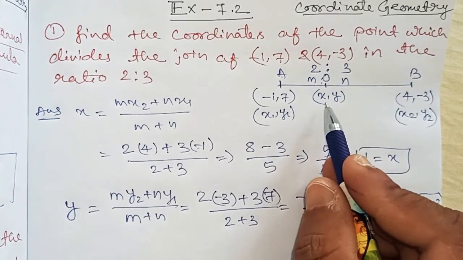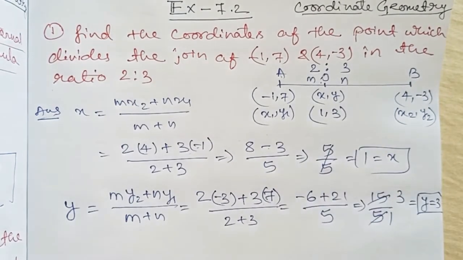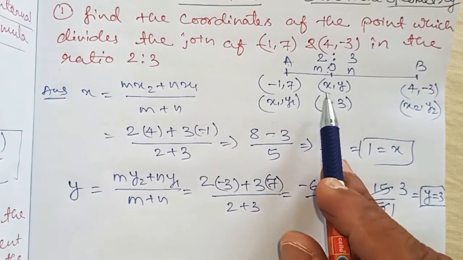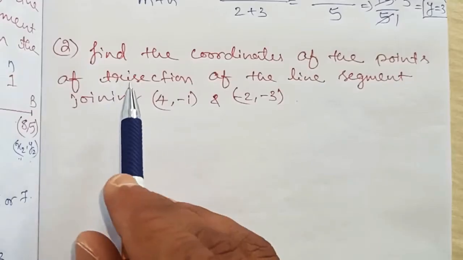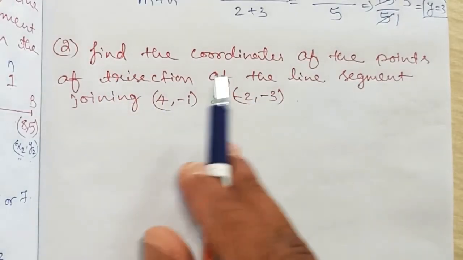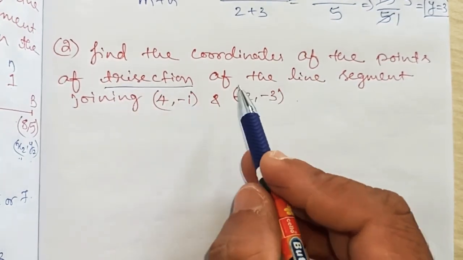That means the coordinates of O are 1 comma 3. This is our answer. Next question. In question number 2 it is given: find the coordinates of the points of trisection. This is a new word for you.